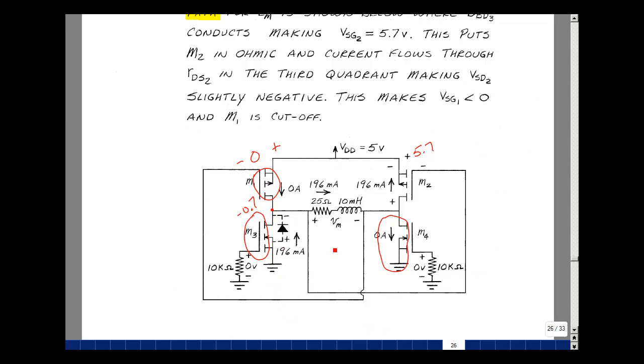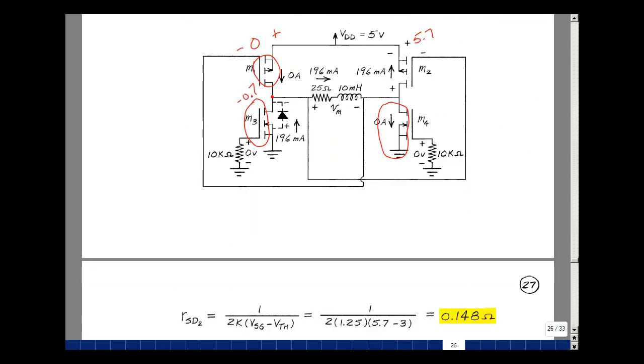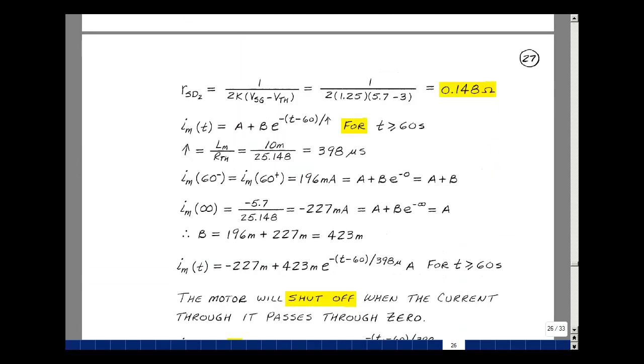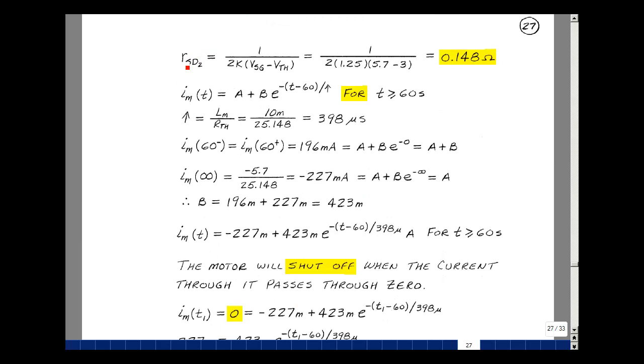Let's see if we can solve some of the equations for the voltage across and the current through the motor. As we said, M2 is in the ohmic region. Let's use our formula for the resistance, which was 1 over 2K, which is 1.25 amps per volt squared times 2. And then the source to gate voltage was around 5.7, and the threshold's 3. That's going to give me a very small resistance, in this case 0.148. Let's go back to the previous page.